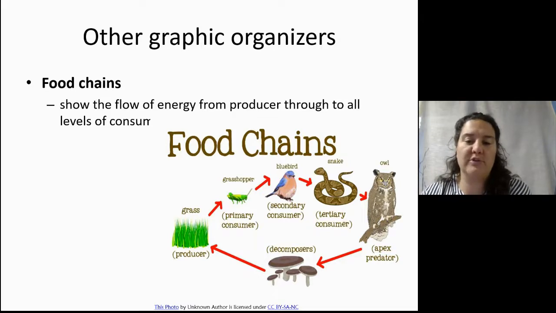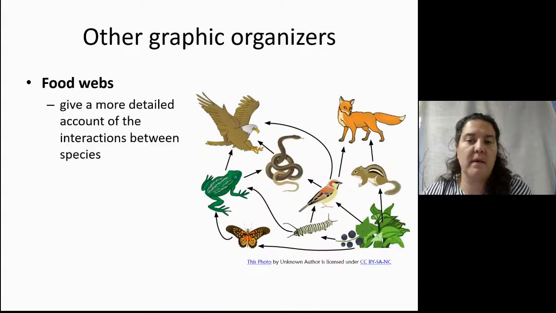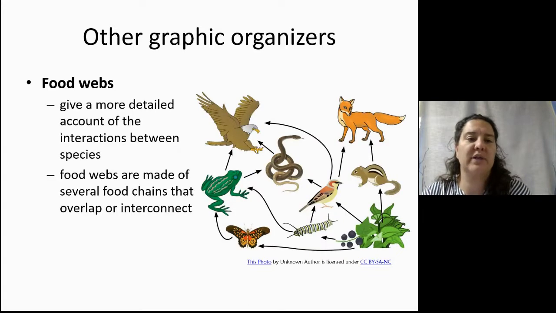But we only show one connection between the different organisms, as opposed to our food web, which gives a much more detailed account of the interactions between species. Now, these food webs are made up of several food chains that intersect or overlap. So the snake might eat the bird or the frog, the fox might eat the bird or the chipmunk, and the plant is eaten by the chipmunk, the bird, the caterpillar, and the butterfly. So we have lots more interactions in the food web ecosystems than the food chain ones.